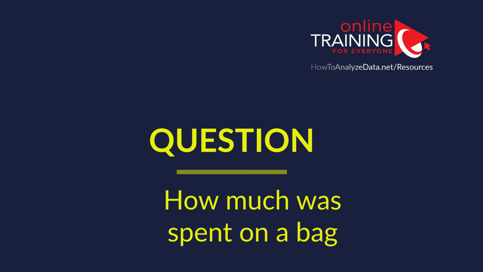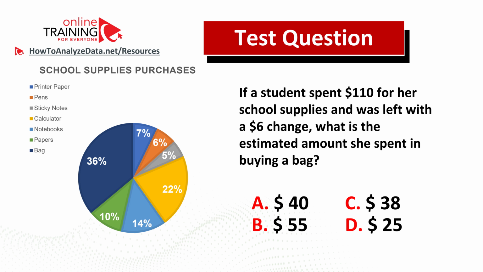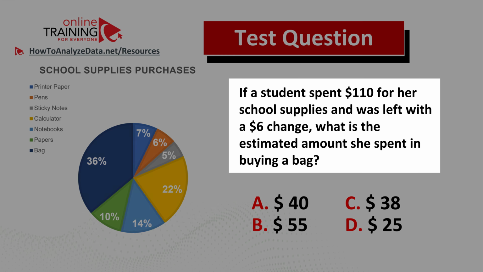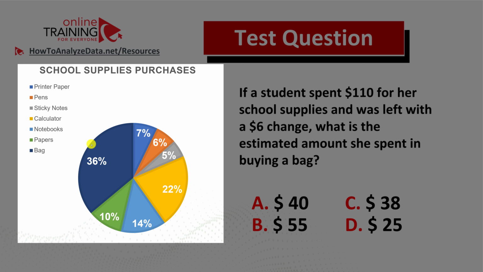Let's look at the interesting question, which tests your knowledge of math and ability to do calculations. If a student spent $110 for her school supplies and was left with a $6 change, what is the estimated amount she spent in buying a bag? And you present it here with the pie chart, which shows spending percentages in multiple different categories. You have printer paper, pens, sticky notes, calculator, notebooks, papers, and bag.